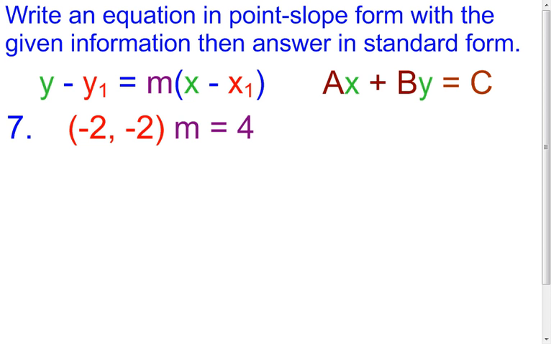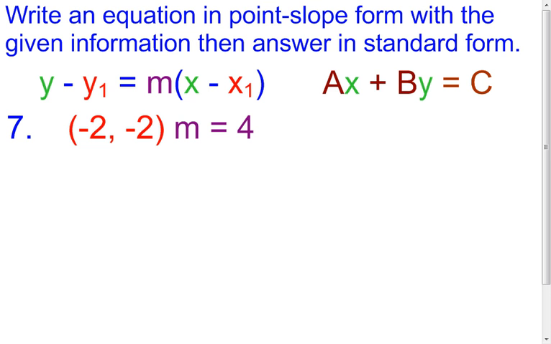In this lesson, I am going to give you a point and a slope, and I want you to, first of all, start by putting your point and your slope into point-slope form, and then converting that equation all the way to standard form, which is ax plus by equals c.